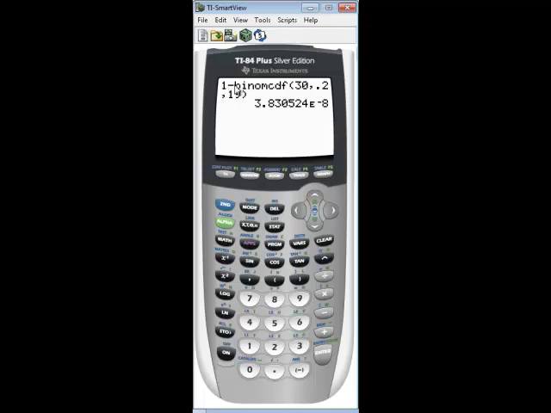Typing the 1 minus is a good idea. If you try to round this off first and then subtract, you can get some weird round off errors. So make sure that you do 1 minus and just type it all in like this. So that is binomial probabilities on the calculator.